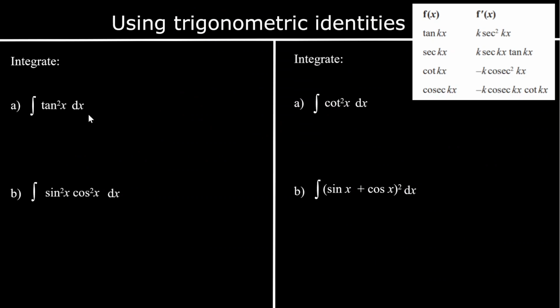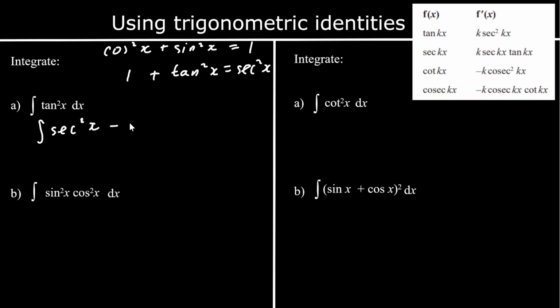Tan squared x. So we don't have a way of integrating a tan squared x, but we do have another identity that we can use. So remember we had cos squared x plus sine squared x equals 1. If we divided through by cos squared x, we get 1 plus tan squared x equals sec squared x. So tan squared x is the same as sec squared x minus 1. So we're going to integrate sec squared x minus 1. And we can integrate that.